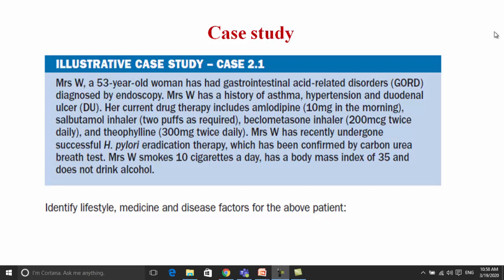So the patient received medication for hypertension, that is amlodipine, and three medications for asthma, that are salbutamol inhaler, beclometasone inhaler, and theophylline. Mrs. W has recently undergone successful H. pylori eradication therapy, which has been confirmed by a carbon urea breath test. Mrs. W smokes 10 cigarettes a day and has a body mass index of 35 and does not drink alcohol. First of all, you have to identify lifestyle, medicine, and disease factors for Mrs. W. This is part of the step one assessment.